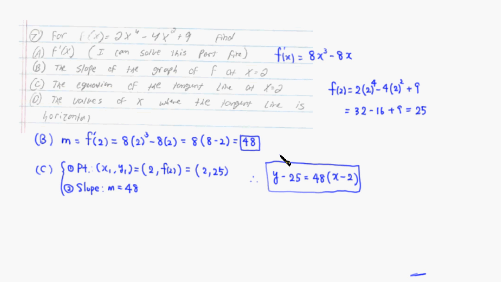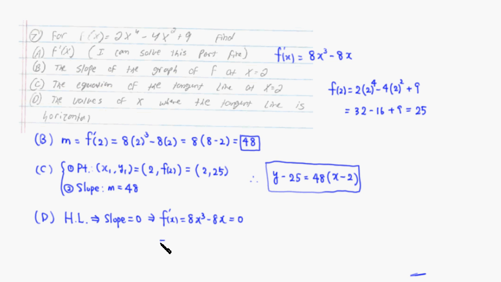And part D, the values of x where the tangent line is horizontal. If you look at a horizontal line, it indicates that the slope is going to be 0. If the slope is 0, then the derivative has to be 0. So f prime of x is equal to 8x cubed minus 8x, and we want to set that equal to 0.